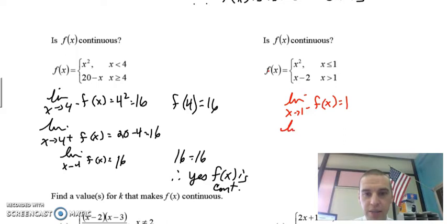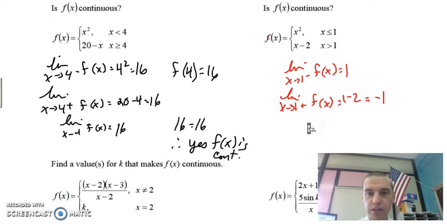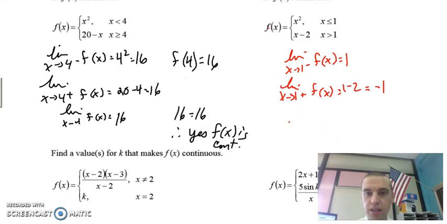So we've got to look at the limit as x approaches 1 from the right of f of x. Well, 1 from the right is 1 minus 2, which equals negative 1. And therefore, if they're not equal, the limit as x approaches 1 of f of x does not exist, and therefore you're done. F of x is not continuous.